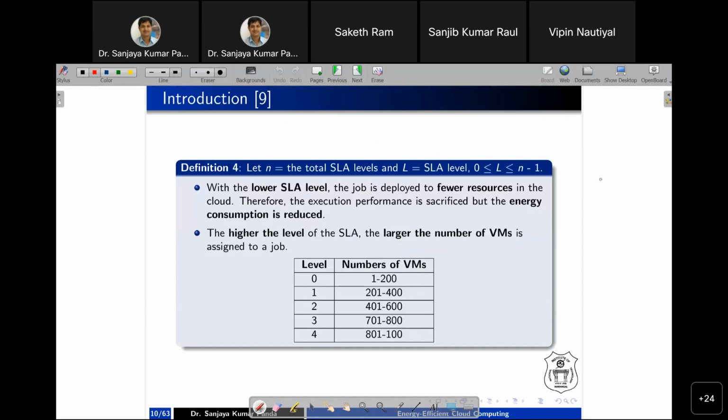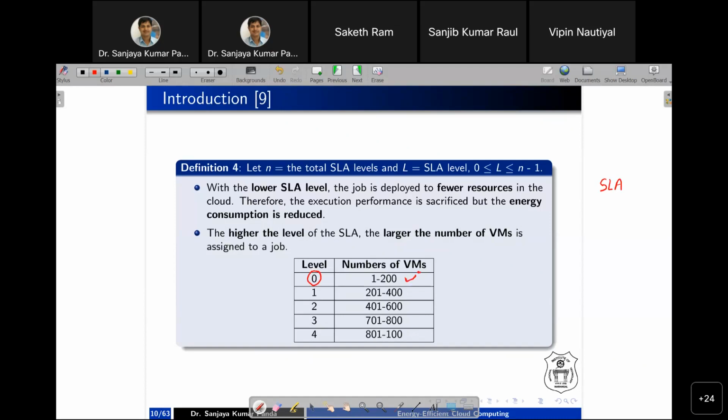What is a service level agreement? A service level agreement can be divided into a number of levels, like level 0, level 1. Here you can see level 0. If you subscribe to level 0, then the number of virtual machines is 1 to 200.